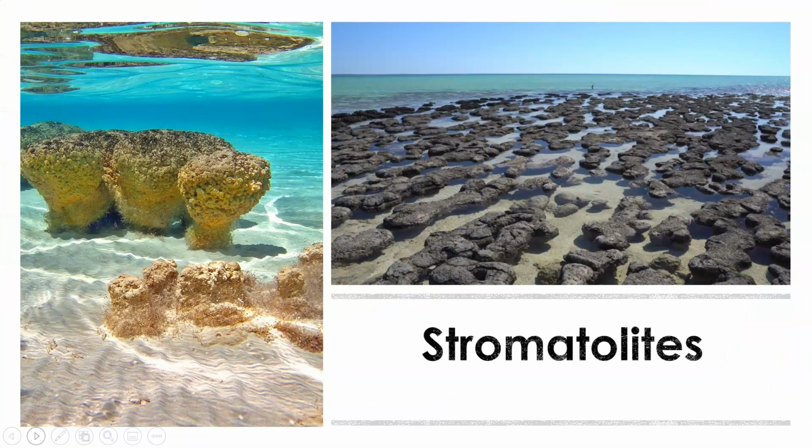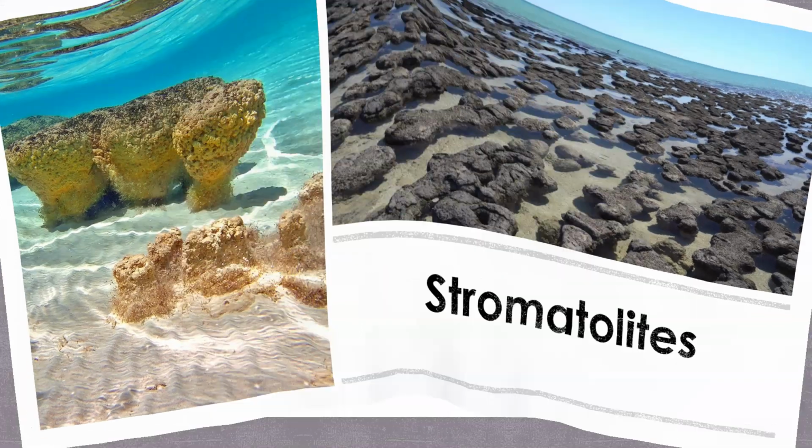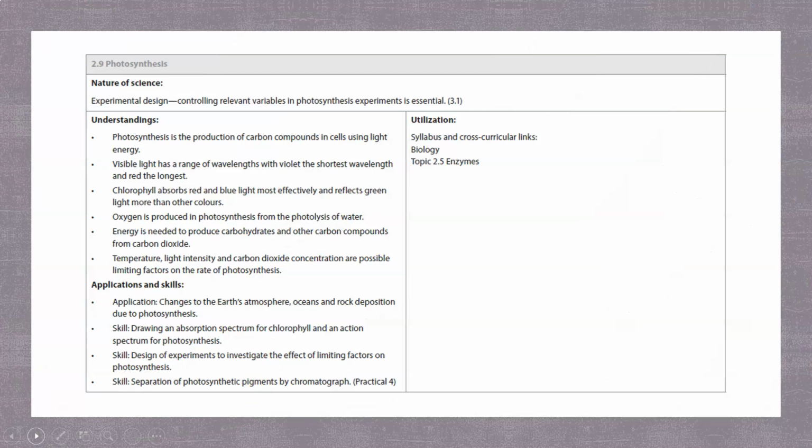Now, before we start, I want you to take a minute to think about these amazing structures. You think they're rock, okay, but they are not. These are stromatolites, and they revolutionized life on Earth. These simple, single-cell photosynthetic organisms absolutely revolutionized life on Earth. But we'll get to that shortly.